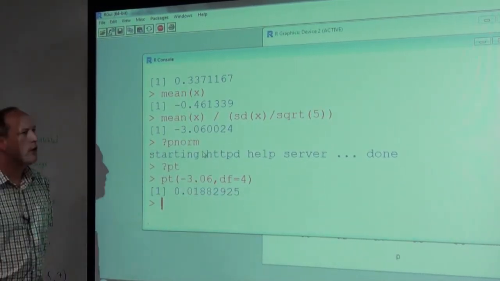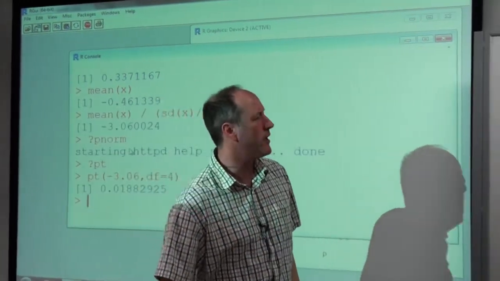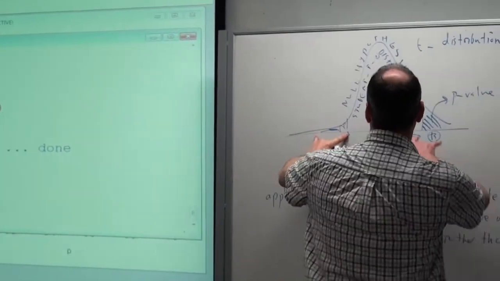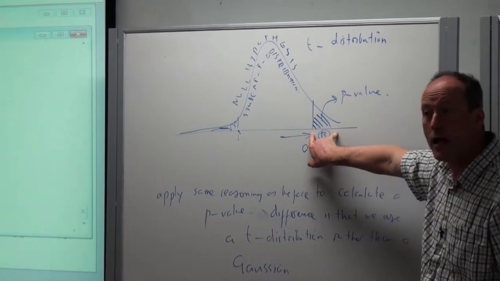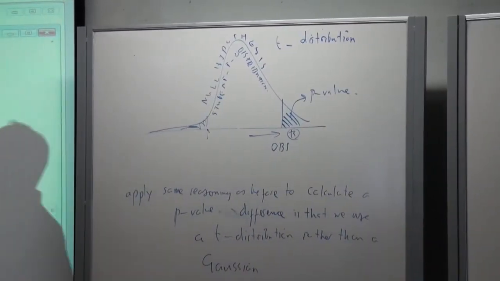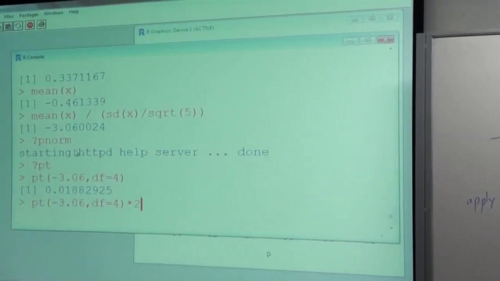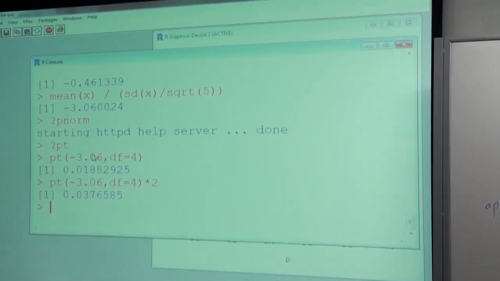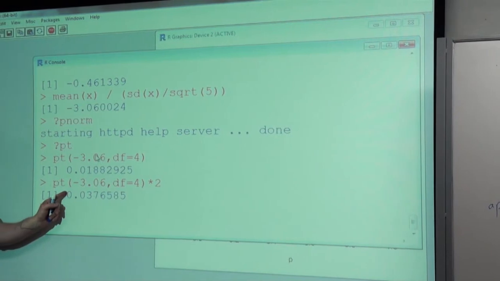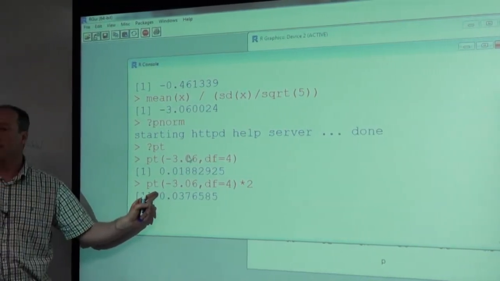Is that the p-value? No, it isn't, because we want a two-sided test, and so I've got this area here and I need to double it to get the tail on the other side. There's my p-value, 3.7%. Do we reject the null? Yeah. Yeah, less than 5%.